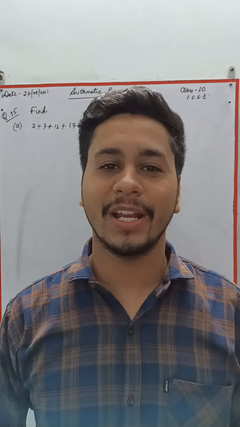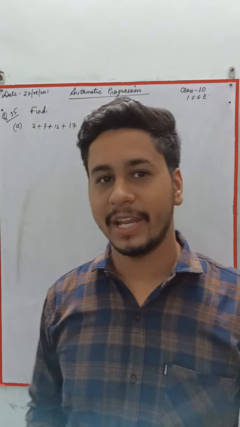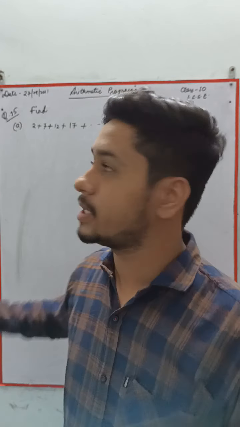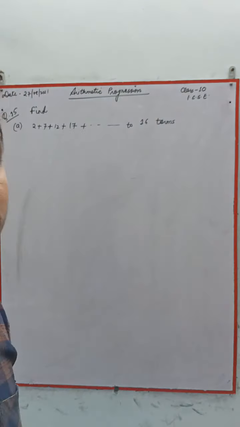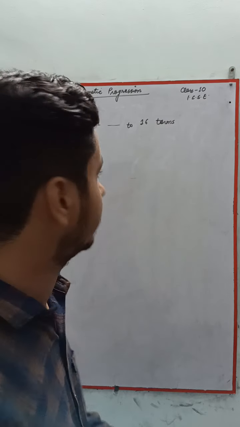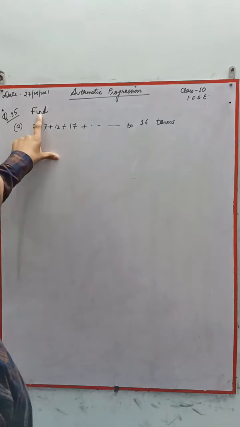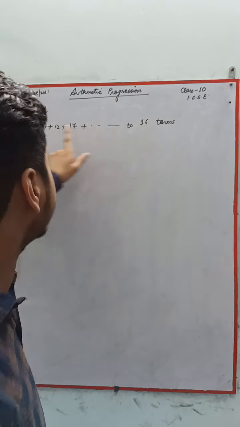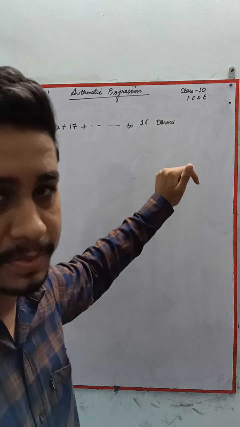I hope you all are set for mathematics class. In the last lecture we have done up to the 14th question. Now we are starting from the 15th question, which is based on the sum of the progression. We are asked to find the sum of this progression up to 16 terms, that is 2 plus 7 plus 12 plus 17 and so on up to 16 terms.